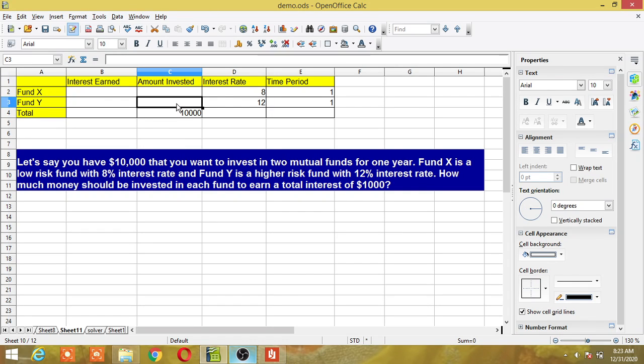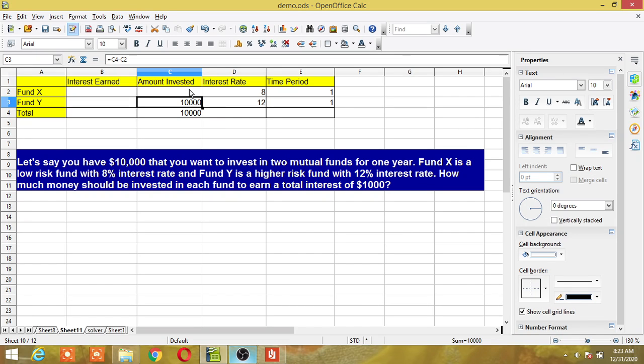For fund Y, it will be whatever the amount I have, that means cell C4 minus whatever amount I have invested for my X fund. So that means the total amount I have in my hand minus the amount I have invested in X fund will be the remaining amount I can invest for my Y fund. So this is the formula, that is C4 minus C2. If I give it, I will get the amount for this Y fund.